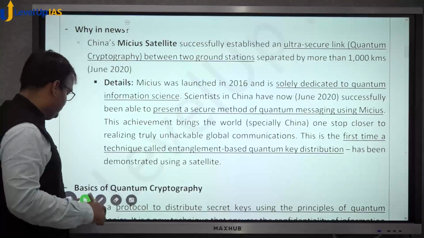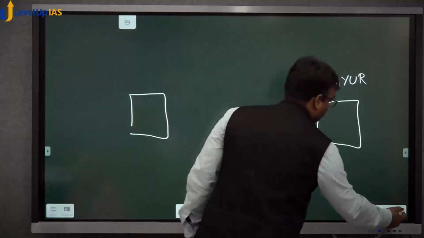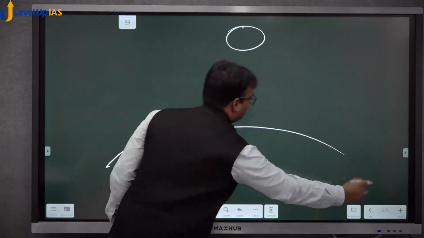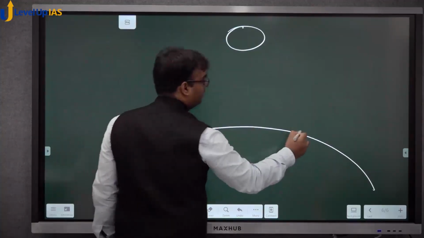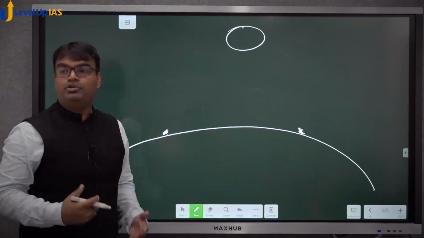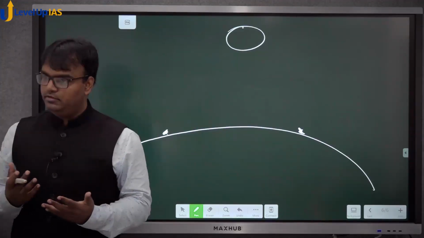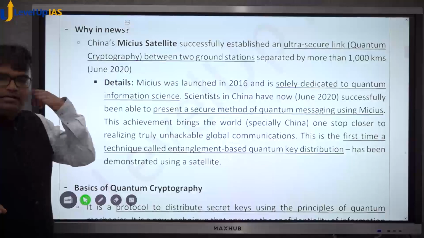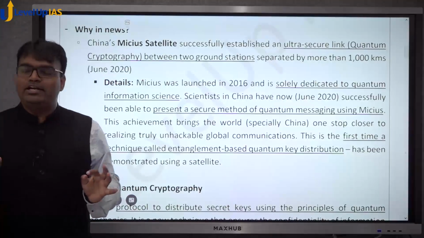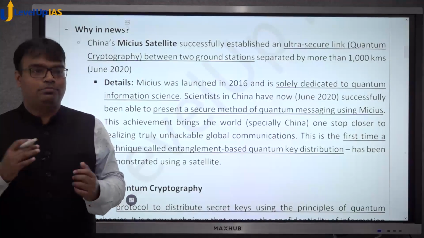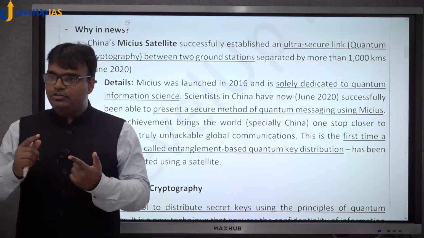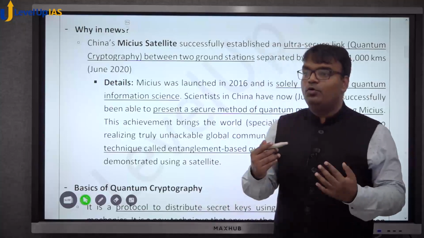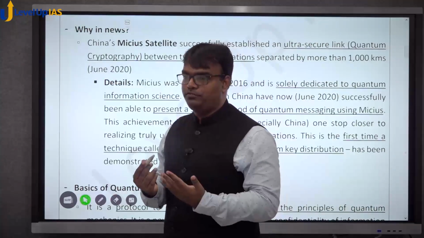What I'm saying is, there is this satellite Micius. On Earth, there are two ground stations. Between them, communication using quantum cryptography was made possible by this satellite Micius. So we'll understand what this satellite did, but before that, let us understand what quantum cryptography is. We have understood public key cryptography, private key cryptography. Let us understand what quantum cryptography is.